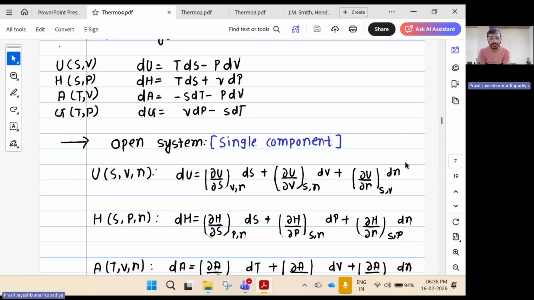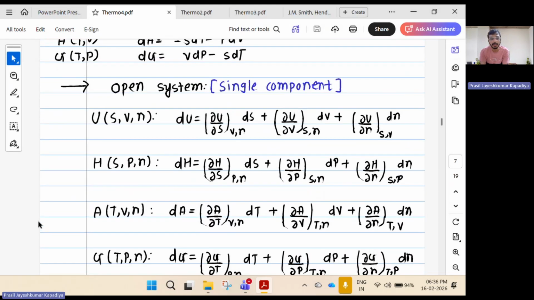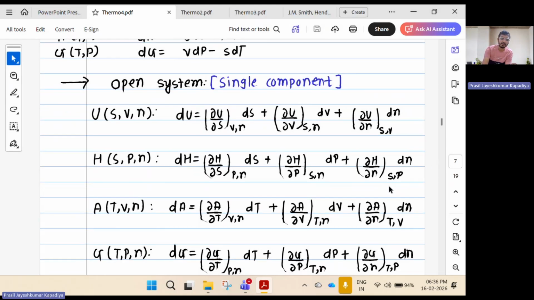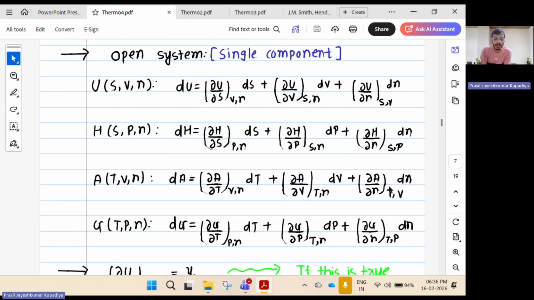Okay. Similarly, I can write it down for enthalpy. Enthalpy is a function of S, P, N. So I can write dH as del H by del S at constant P, N into dS plus del H by del P at constant S, N into dP plus del H by del N into dN at constant entropy and pressure. Okay. Similarly, Helmholtz free energy is a function of T, V and additional N. So dA I can write as del A by del T at constant V, N into dT.